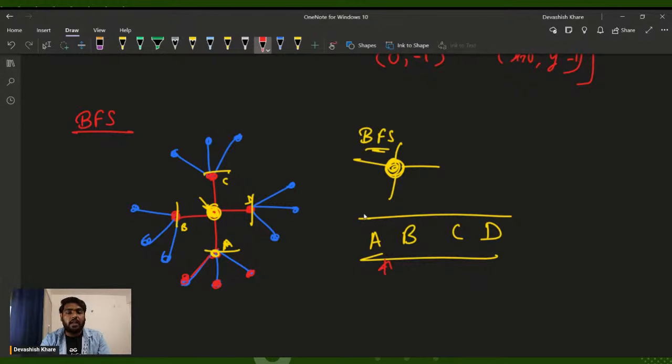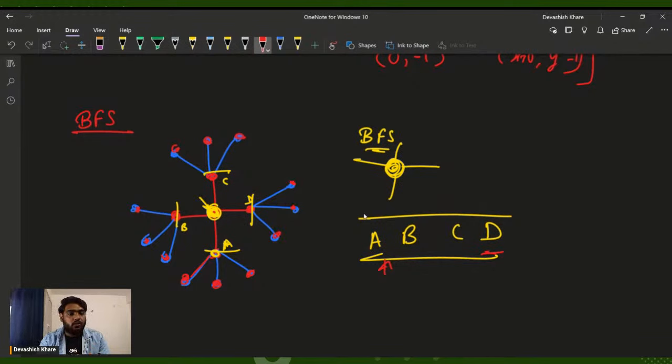Once all the neighbors of A are exhausted, we'll go to B. We will explore all the neighbors of B. B's neighbors are exhausted, going to C. We'll travel all the neighbors of C. Neighbors of C are exhausted, done. Now the last value is D. So now we are going to explore all the neighbors of D.